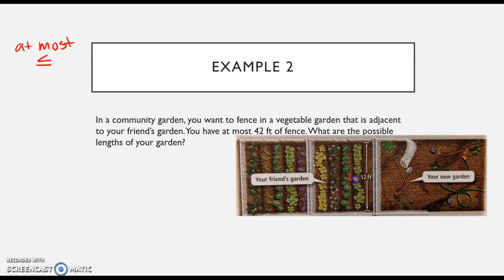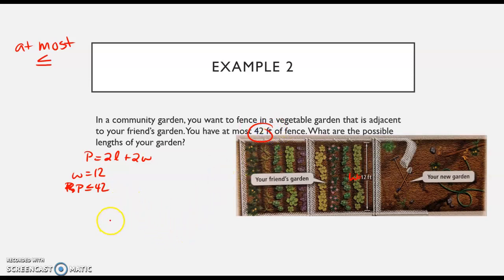So I know that my width here is 12. So we're finding the perimeter. Perimeter of a rectangle is 2 times our length plus 2 times our width. And so we know it's going to have that same width of 12. I know W is going to equal 12, and I know our perimeter is going to be less than or equal to 42, because I have 42 feet of fence.